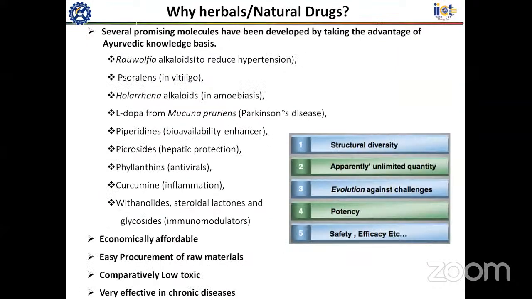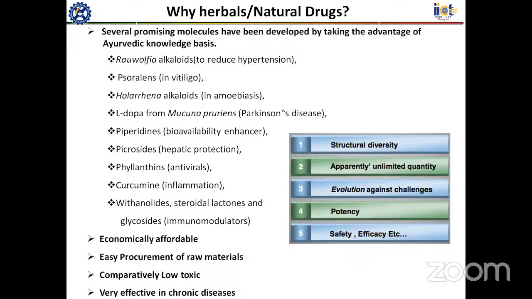I am giving some of the lead compounds which have been discovered based on Ayurvedic knowledge or traditional knowledge. Rauwolfia alkaloids, which are used to reduce hypertension, discovered from Rauwolfia serpentina, and psoralens, very well known in vitiligo, derived from Psoralea corylifolia. Similarly, Holarrhena alkaloids used for amoebiasis, derived from Holarrhena antidysenterica, and Mucuna pruriens is known for Parkinson's disease, and piperidines, very well known as bioavailability enhancers, derived from different Piper species, and picrosides, used for hepatic protection, derived from Picrorhiza kurroa, and a very famous formulation used throughout India and other countries also.